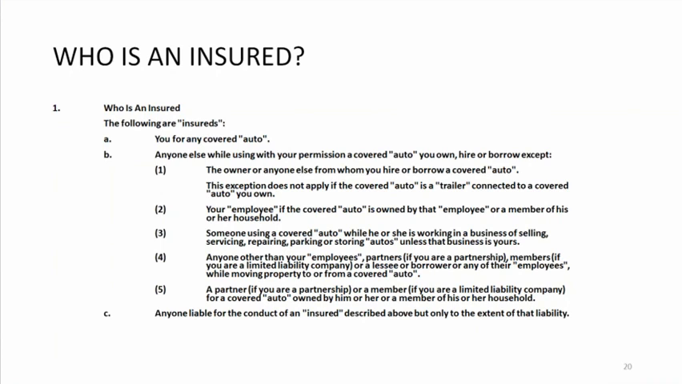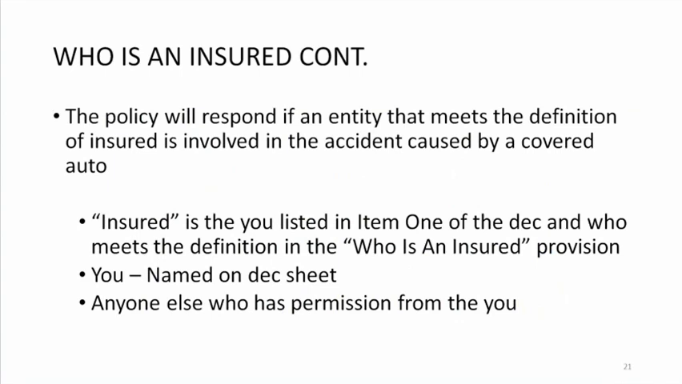We also grant one other group insured status, and that's under C. Anyone liable for the conduct of an insured described above, but only to the extent of that liability. That's when your insured would be held vicariously liable. Someone could be held vicariously liable for your insured's actions. In other words, they get named in the suit not because of their negligence, but because of the negligence of the insured. That's called being vicariously liable. So let's look at this and divide it up a little bit and review it in a little more depth.